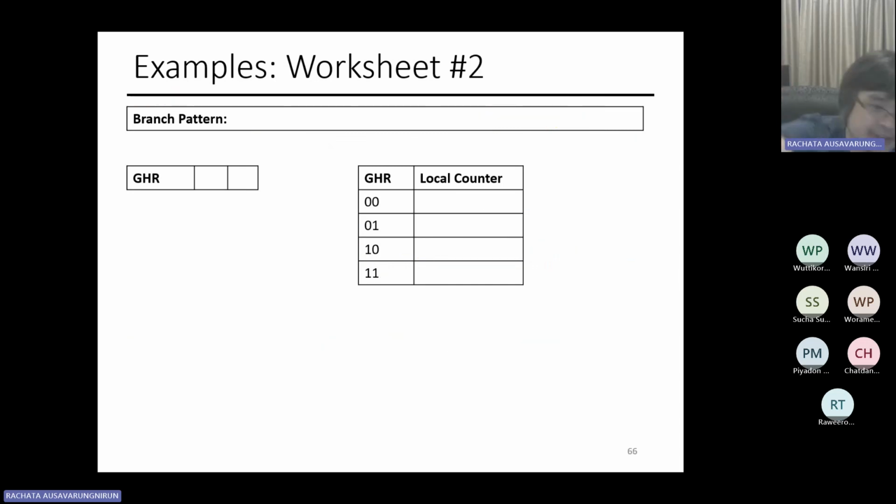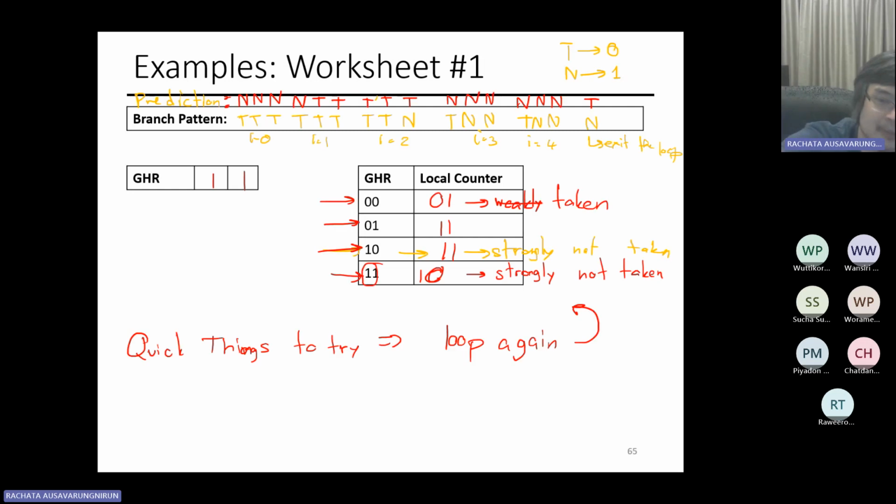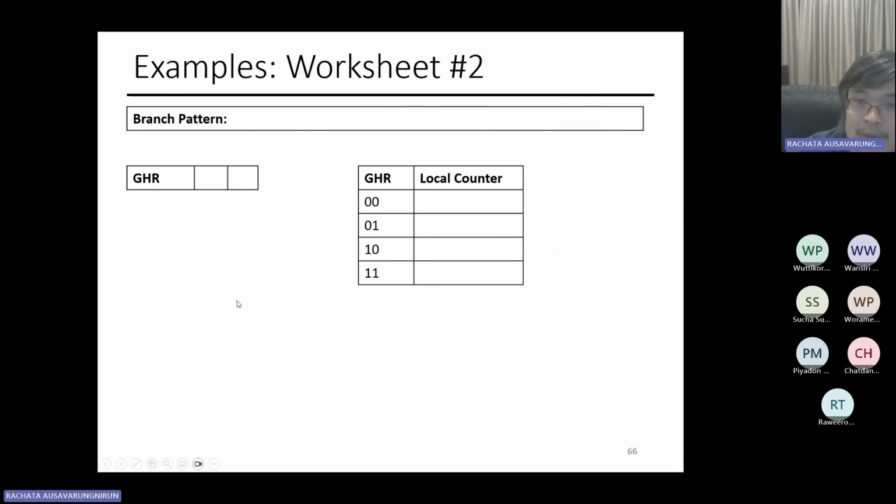All right. So worksheet 2 again is for you guys to try. This is a 2-level global predictor. I do recommend, first of all, trying this again. Let's say you have to run this loop again, for example. Do the whole thing again using this condition. You see that the prediction gets better. For example, the next loop. Oops, sorry. Let's say you have to loop the whole thing again.